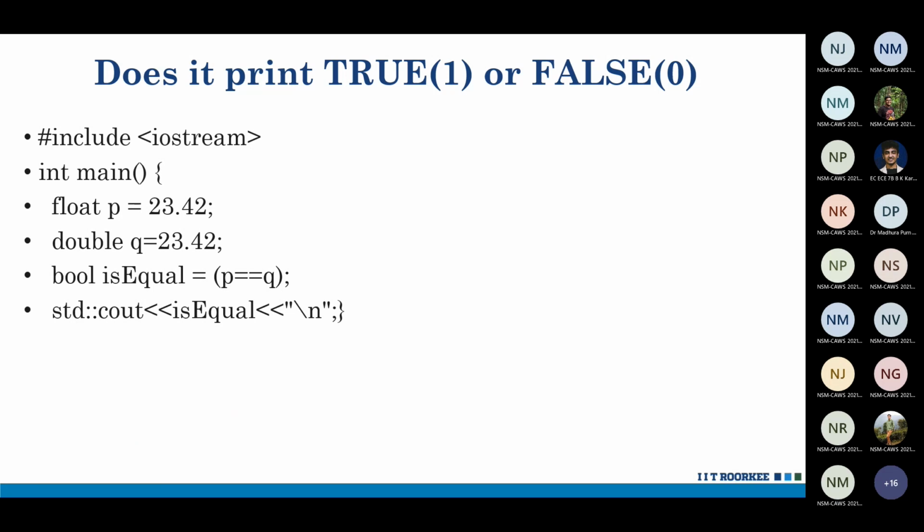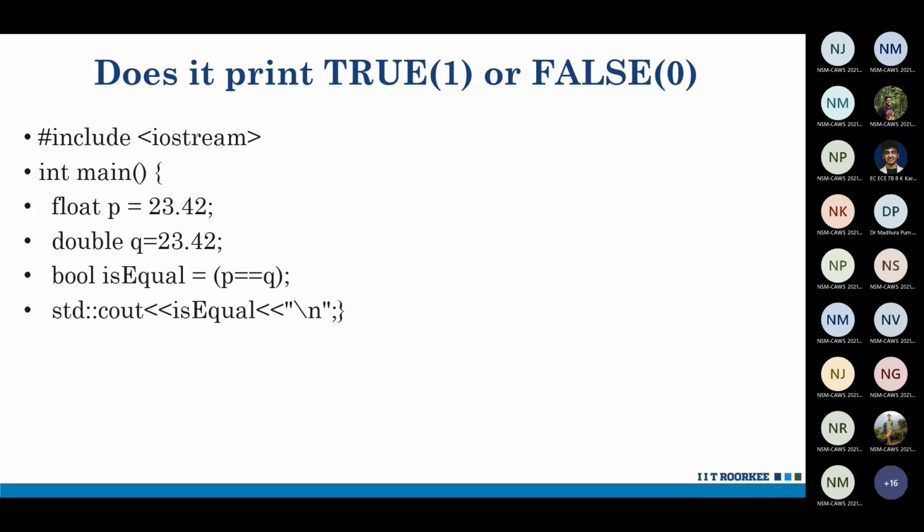Now here we have two numbers. 23.42 is stored in a float in the first line, and in the second line it is stored in a double. And now they are assigning a boolean variable the result of evaluating p is equal to q.